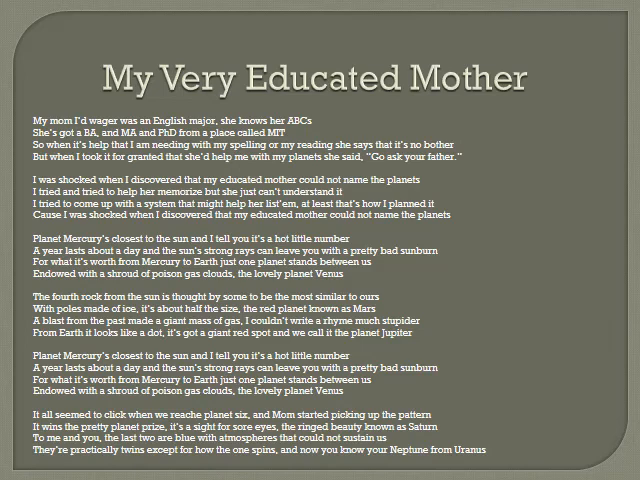I was shocked when I discovered that my educated mother could not name the planets. I tried and tried to help her memorize, but she just can't understand it. The fourth rock from the sun is thought by some to be the most similar to ours. The pole's made of ice, it's about half the size of the red planet known as Mars. And a blast from the past made a giant mass of gas. I couldn't write a rhyme much stupider. It looks like a dot, it's got a giant red spot, and we call it the planet Jupiter.